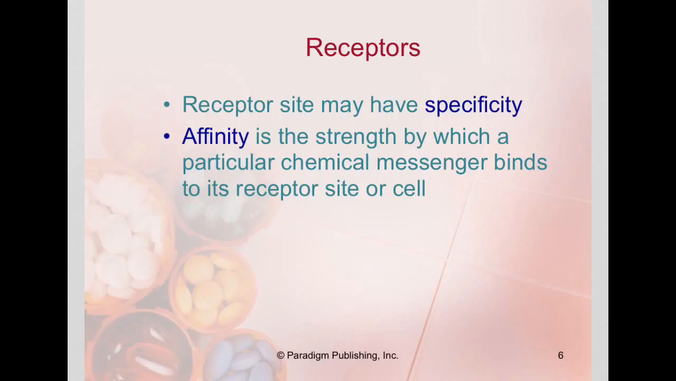Different cells have different receptors so that a messenger can bind to a specific cell type. Their chemical structure must be complementary to the receptor. The receptor site may have specificity. Affinity is the strength by which a particular chemical messenger binds to the receptor site or the cell.